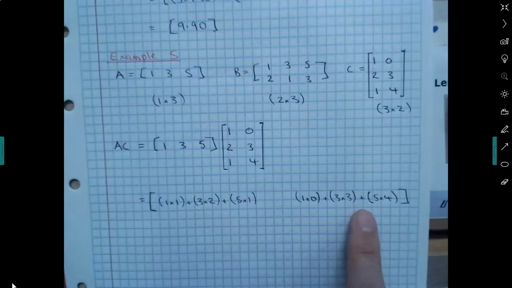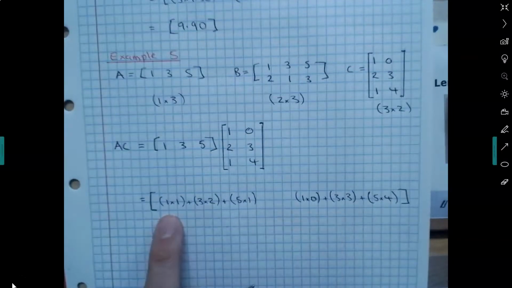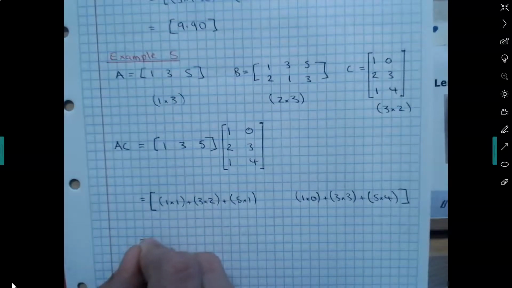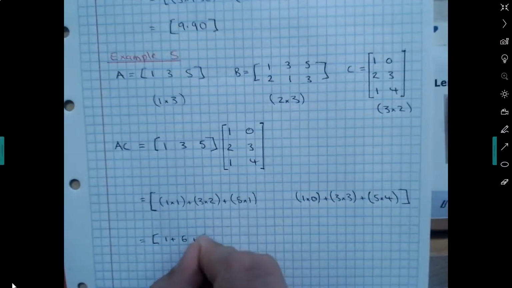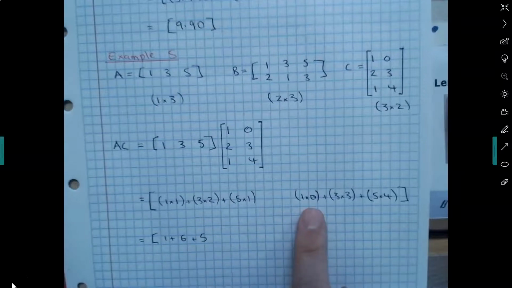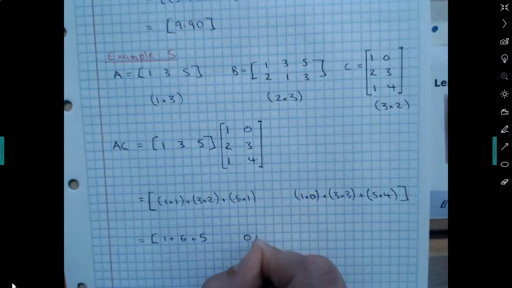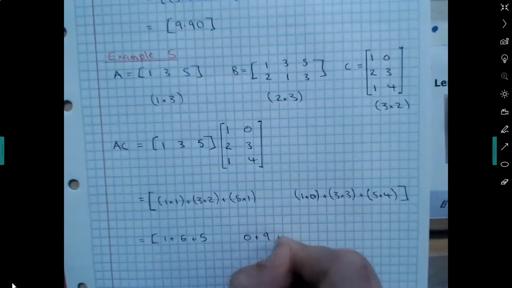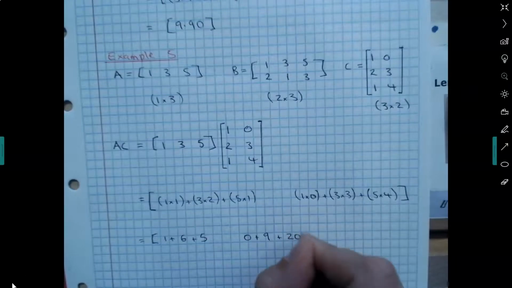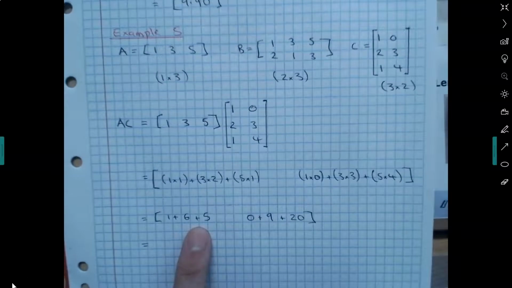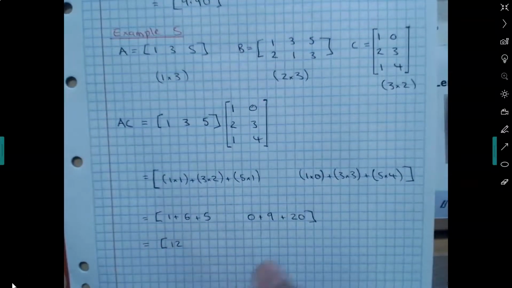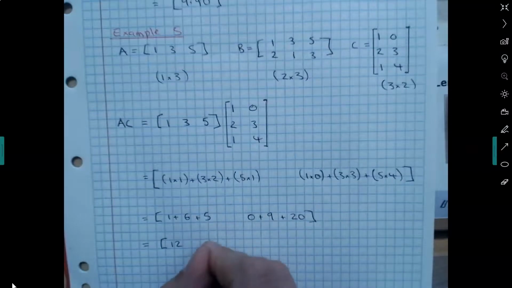Now it's just a matter of me simplifying each of them. So it's just basic maths. 1 times 1 is 1, plus 3 times 2 is 6, plus 5 times 1 is 5. So that's going to be my first component. And then my second one, 1 times 0 is 0, plus 3 times 3 is 9, plus 5 times 4 is 20. So this is equal to 6 plus 5 is 11, plus 1 is 12. And 9 plus 20 is 29.